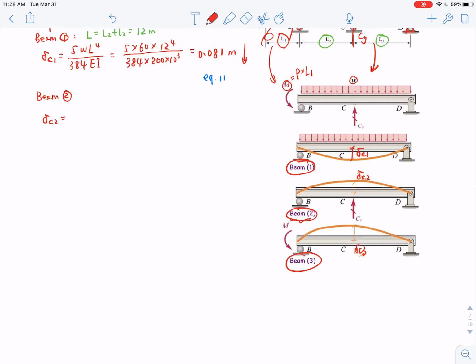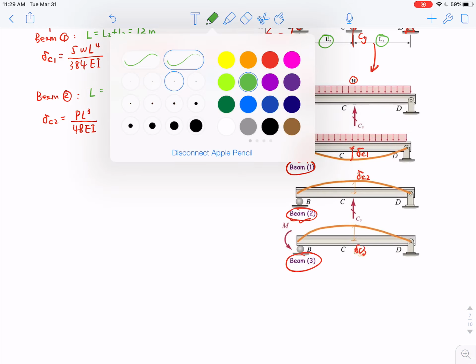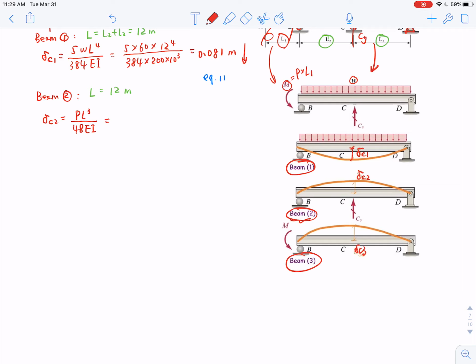Okay, so the delta C2 will be calculated by PL cubed over 48EI. Again, here the L is the same as there. It's L equals 12 meter. So this equation will be expanded. The P is CY times 12 cubed over 48 times 200,000, and this will be CY over 5556. But note that this is the upward deflection. Okay, as shown here, this is the upward deflection, and we did this calculation based on equation 2. Then beam 3.